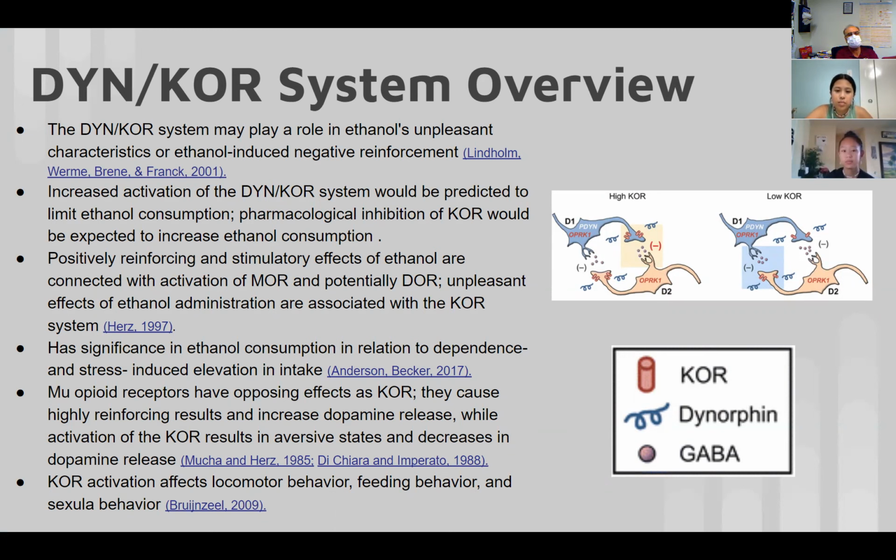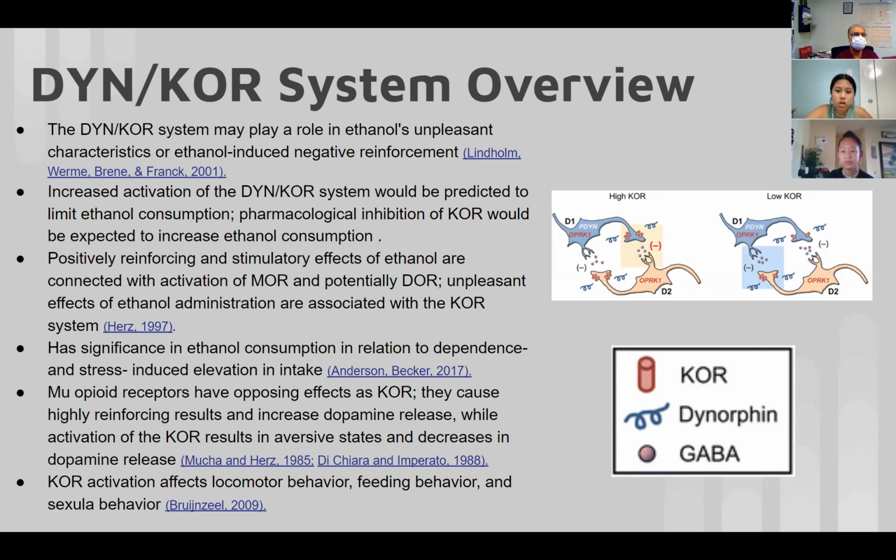Several lines of evidence imply that the positively reinforcing and stimulatory effects of ethanol are connected with activation of MOR and potentially DOR, whereas the unpleasant effects of ethanol administration are associated with the DYN-KOR system. Additionally, studies have investigated the effects of kappa antagonists on ethanol consumption and self-administration, but resulted in mixed results, with both enhancing and suppressing effects being reported.